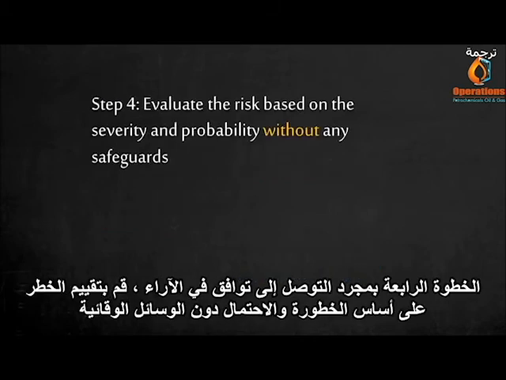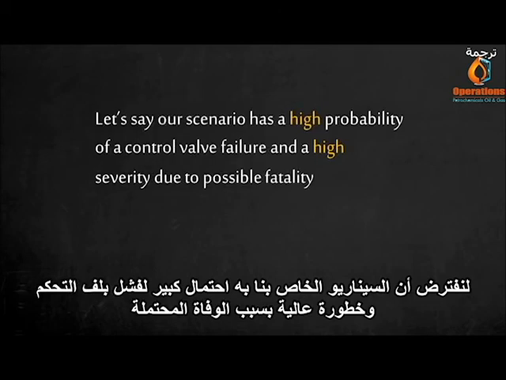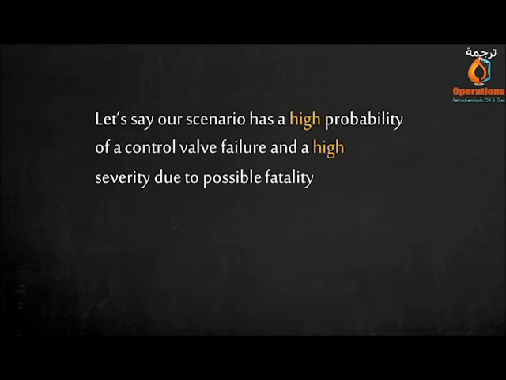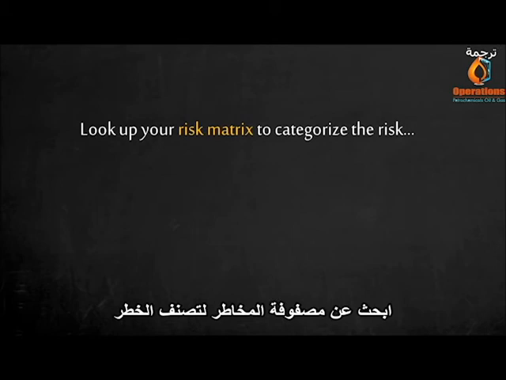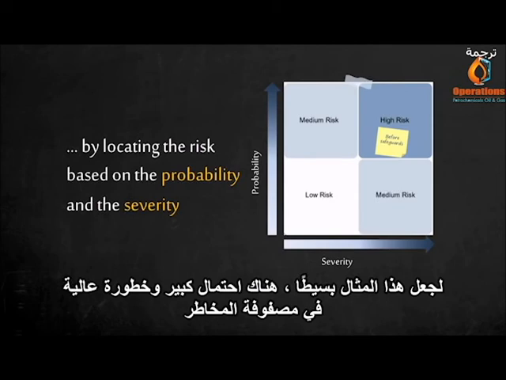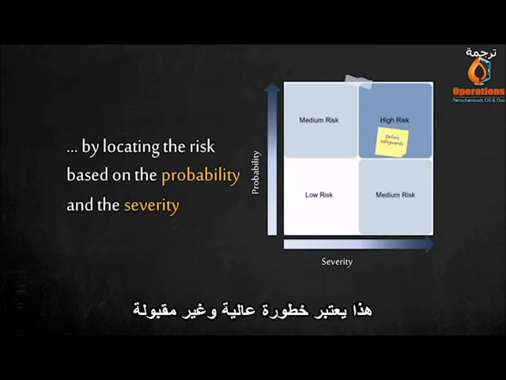Step 4. Once a consensus is reached, evaluate the risk based on severity and probability without any safeguards. Let's say our scenario has a high probability of control valve failure and a high severity due to possible fatality. The definition of high probability and high consequences is defined in your corporate risk matrix. Look up your risk matrix to categorize the risk. To keep this example simple, there is high probability and high severity on the risk matrix. This is considered a high risk and not acceptable. What can be engineered to reduce this risk?